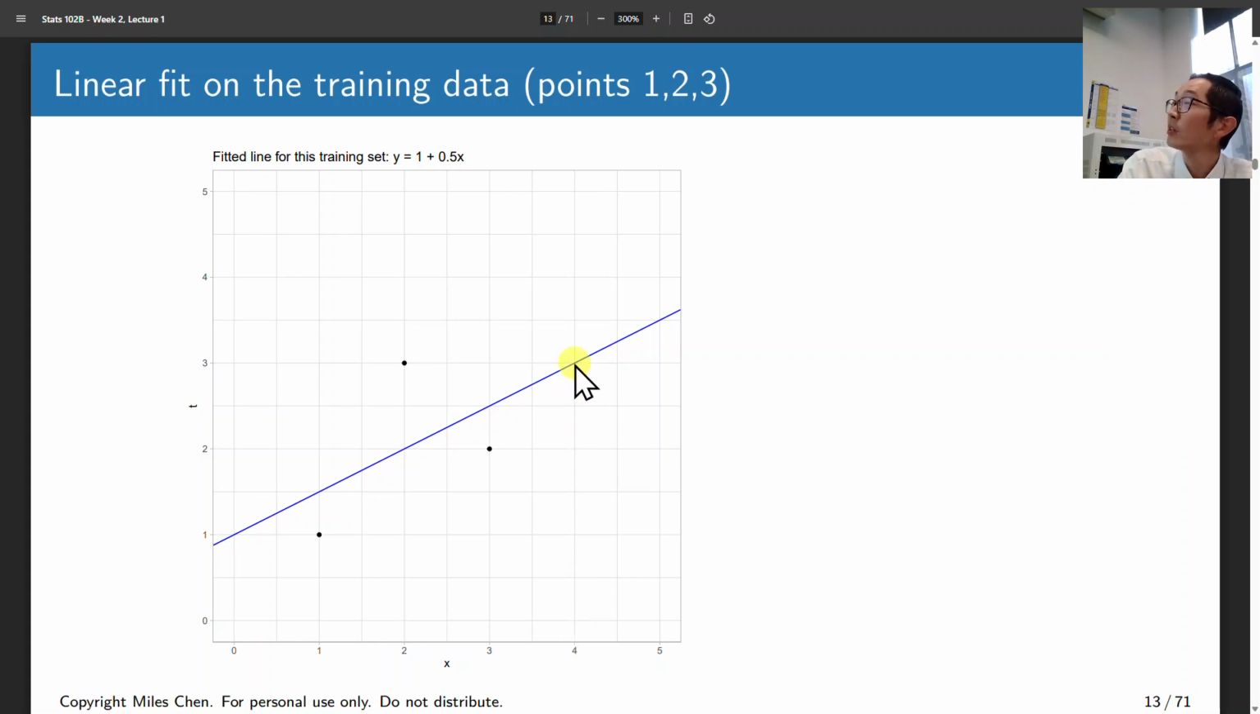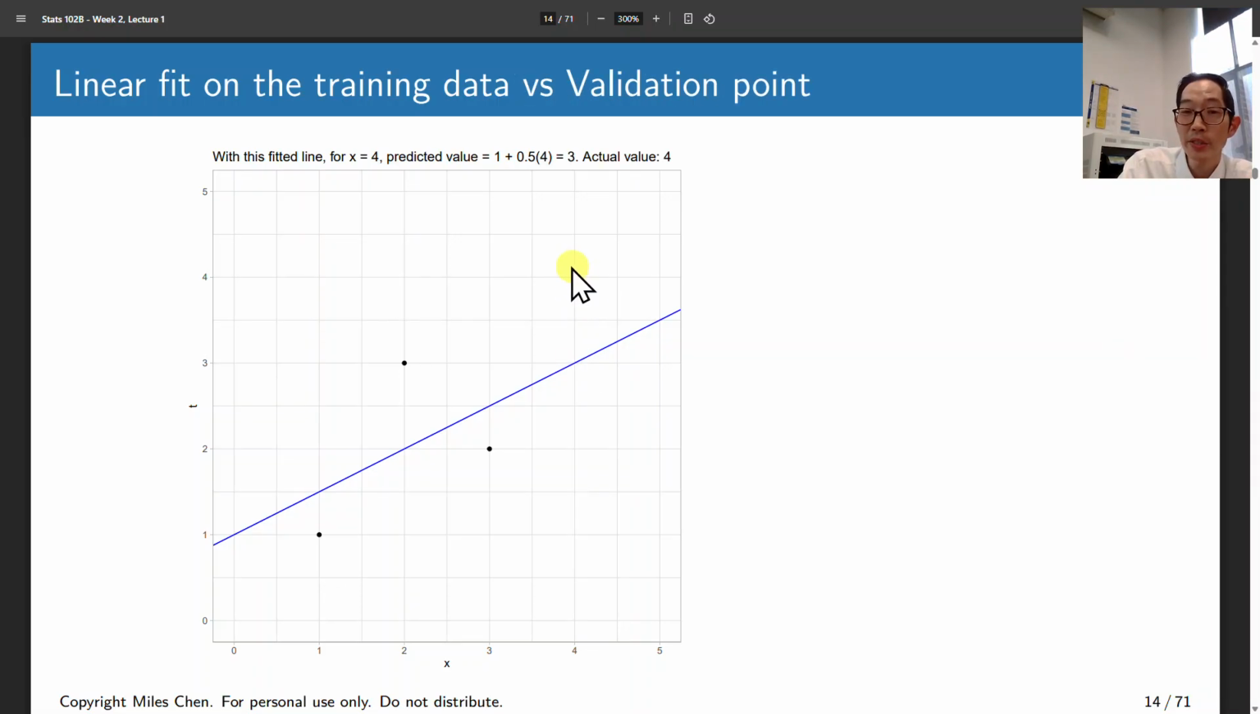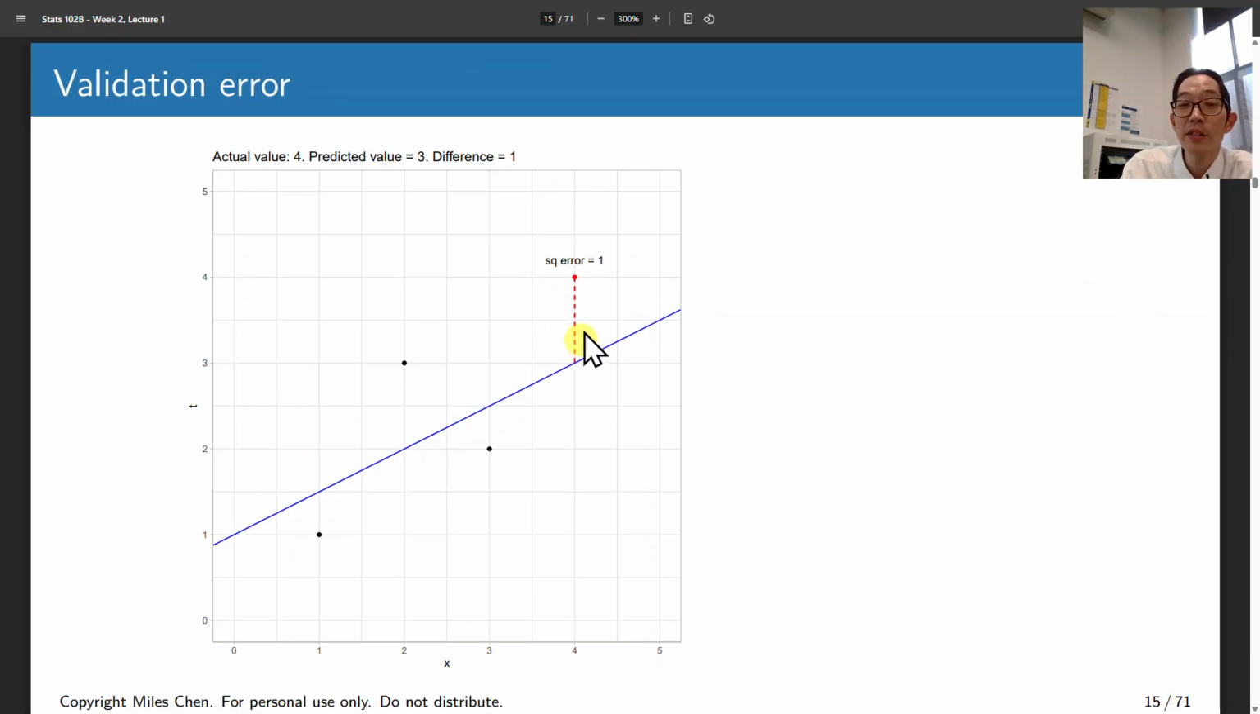So I bring back in that observation that I left out, 4 comma 4. I bring that back in. This is our actual value. The predicted value is 3. The actual value is 4. And so I measure how far off is my prediction for the 1 observation I left out, okay? And so that distance is 1. I square it. My squared error is 1, okay? So that's my first observation, okay?